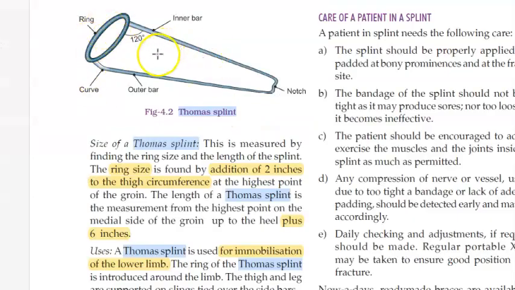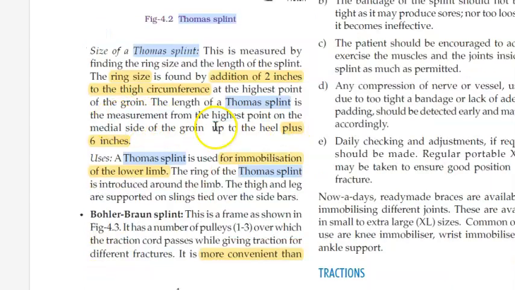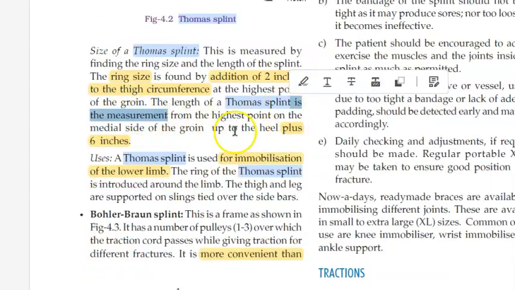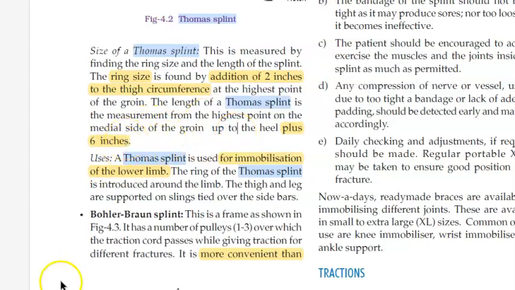You have to draw this diagram in the exam. One ring here, one line there, and one slight bend and a line here, and then a notch here. And this is 120 for the inner bar and the ring, the angle. Okay, this is very important for you to know. So the ring size is important. Based on the patient size, you'll have to choose the Thomas splint. You have a lot of sizes there. And how will you measure the length of the Thomas splint? From the highest point on the medial side of the groin up to the heel plus 6 inches.